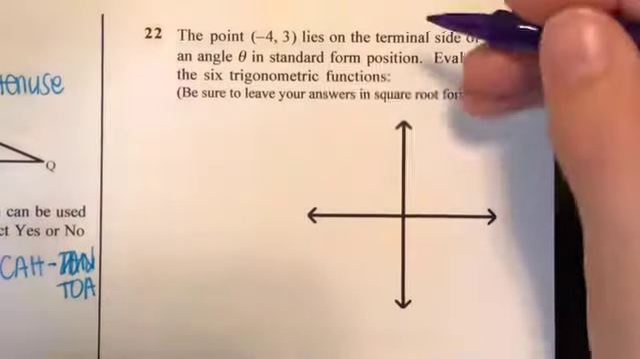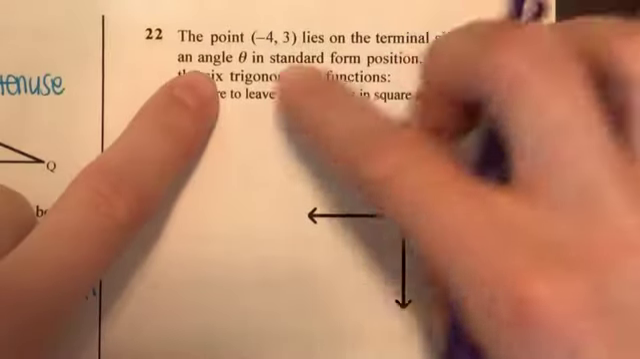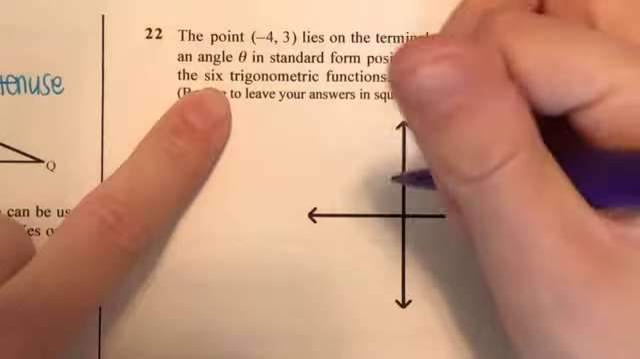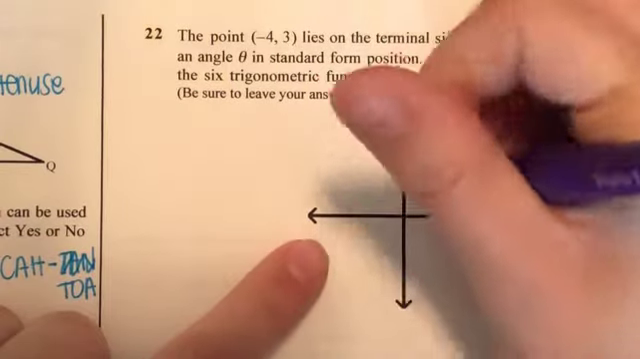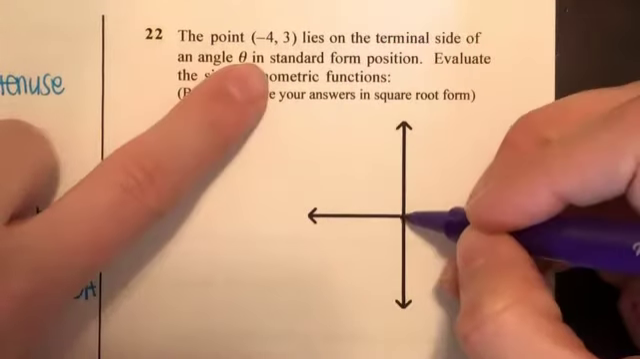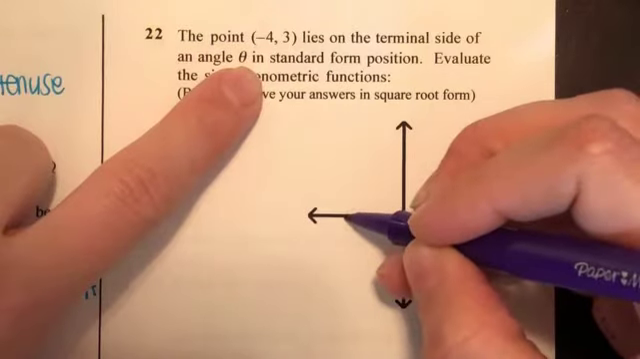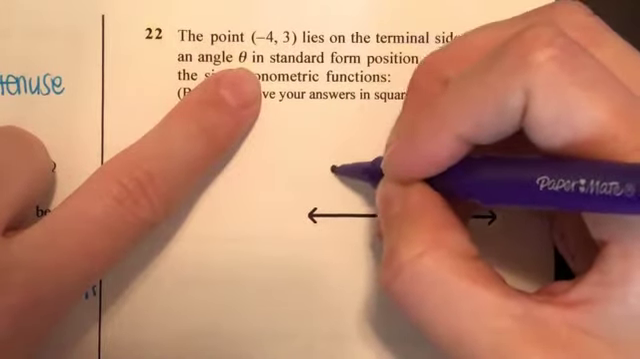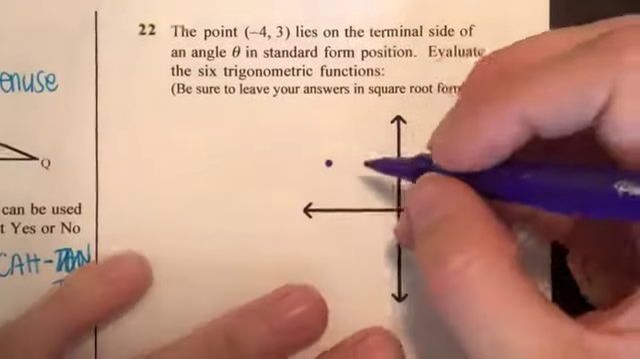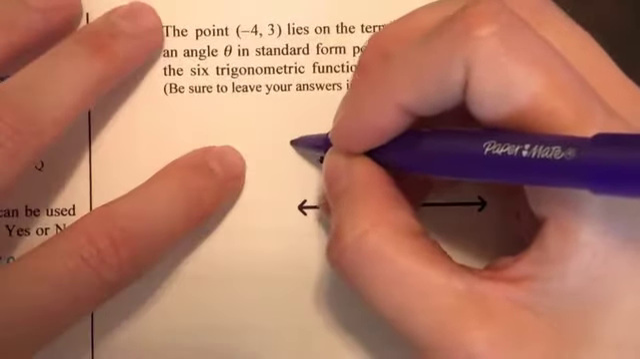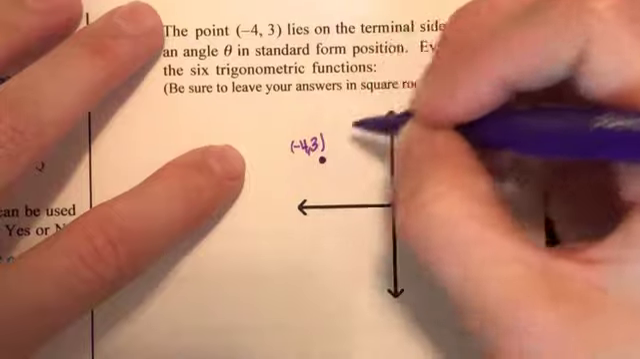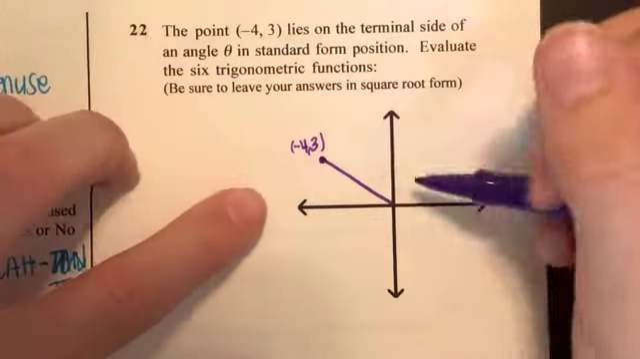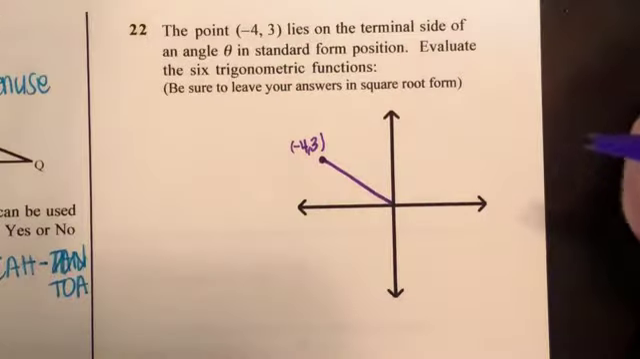Okay, we're given the point -4, 3 lies on the terminal side of angle theta in standard form position. So if we want to draw that in standard form, if this is 0, 0, we go -4 and then up 3. That would be somewhere right here in the second quadrant. So this would be -4, 3. And that is going to be in our standard form position.